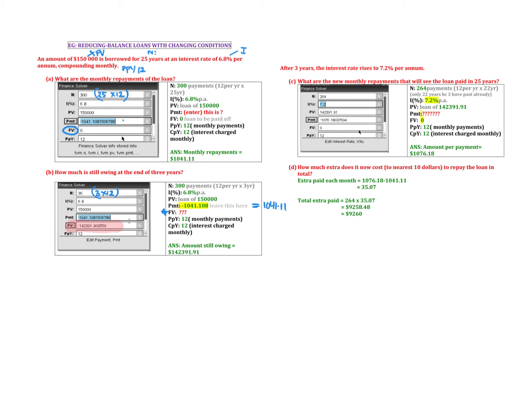All right, so what happens then, and this is when it gets a little bit challenging. They say after 3 years, the interest rate rises. So maybe write a note: when you have a change in scenario, pretend you're starting again. So it's like we're starting all over again. It said after 3 years it's changing to 7.2%. What are the new monthly payments?